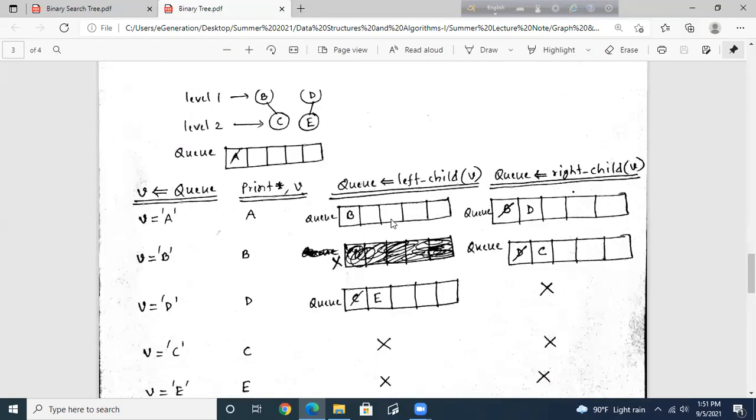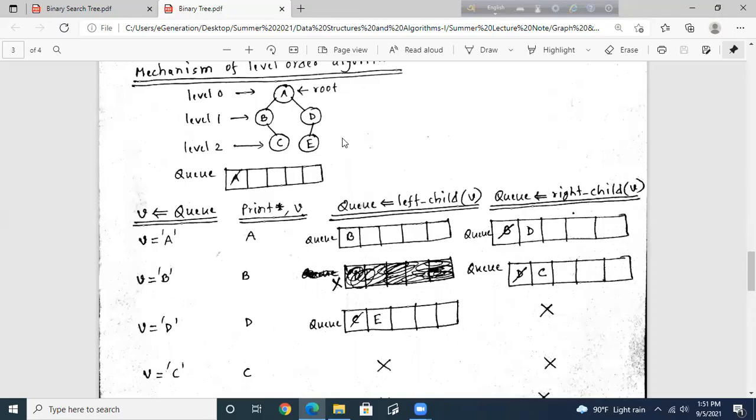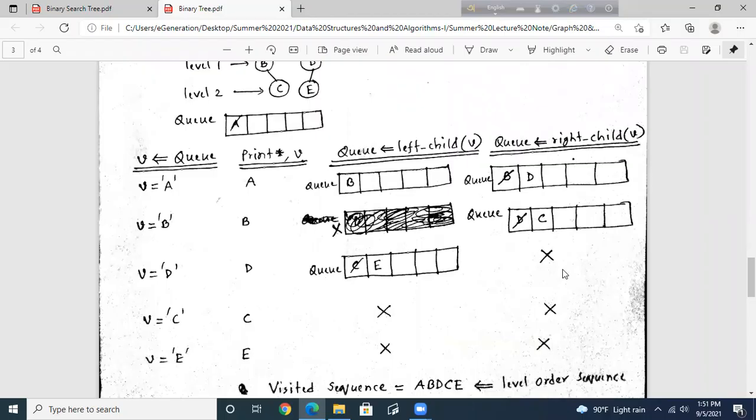Now, dear student, right side of D is not available. Since right side of D is not available, there is a cross sign. Here again you have to delete one element from the Q. So C will be removed. So print C. Now left side of C, dear student: no left side of C, no right side of C. So cross and cross.